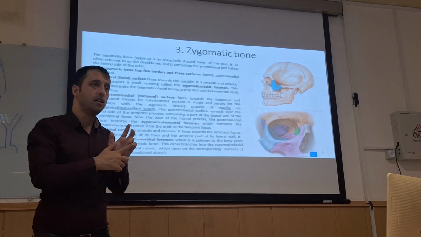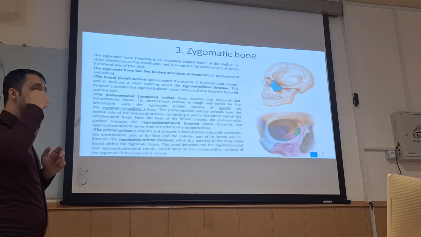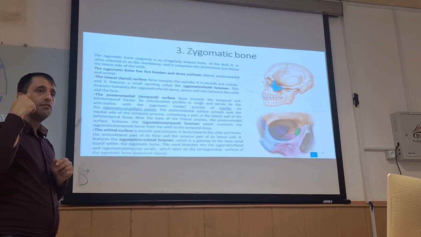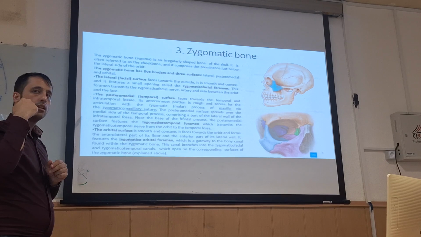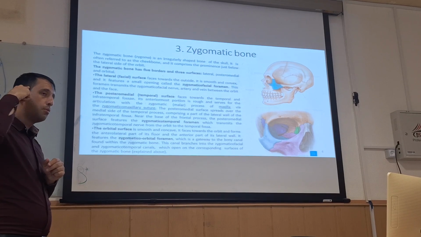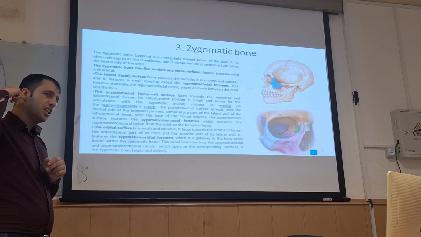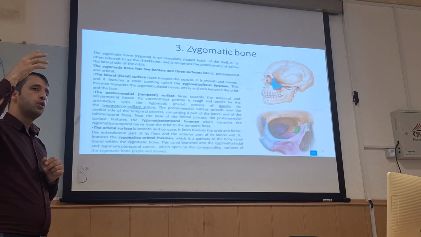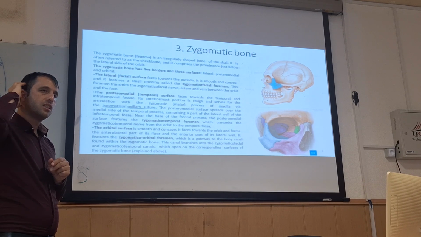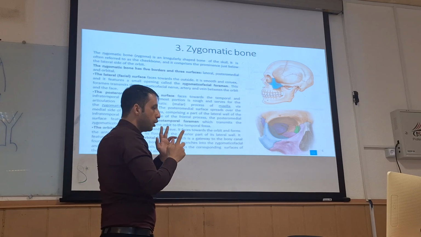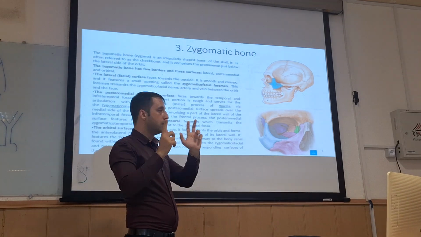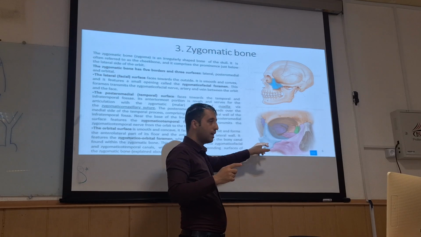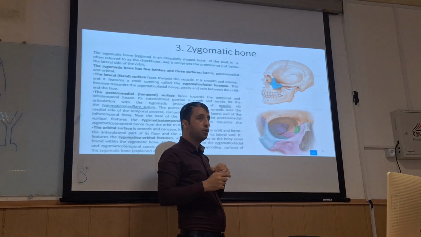The zygomatico-facial is the site of exit of the zygomatico-facial nerve and artery, which innervates this area. The zygomatico-temporal innervates the area posterior to the auricle, and also supplies blood to this area. So, zygomatico-orbital, zygomatico-facial, and posteriorly zygomatico-temporal.